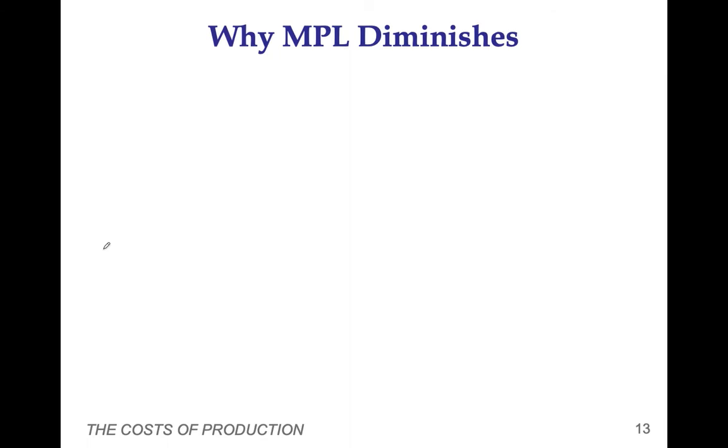Why does MPL diminish? Why is the MPL not constant, for example? Why is the slope of the production function not constant? Why is the productivity of worker number one not the same as the marginal product of worker number 100? Why does worker number 100 produce less than worker number 99, and worker 99 produce less than worker number 98? So there are reasons for this, of course.